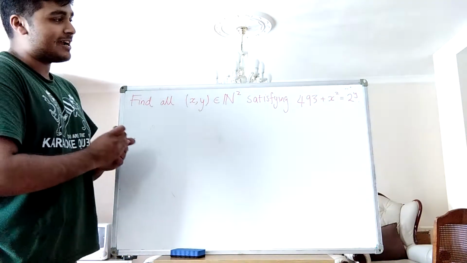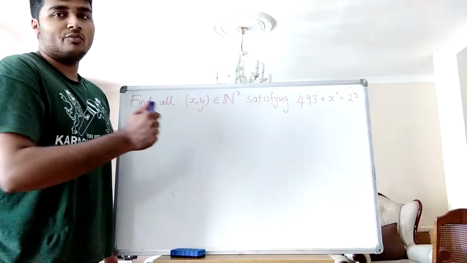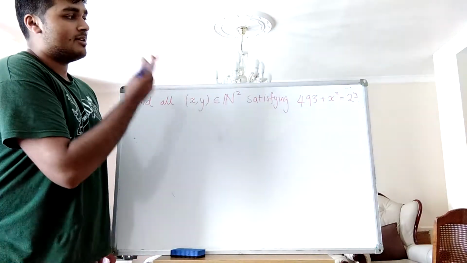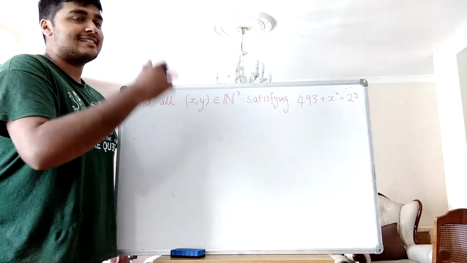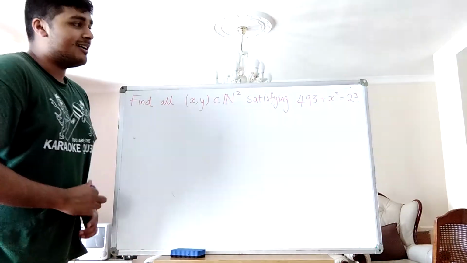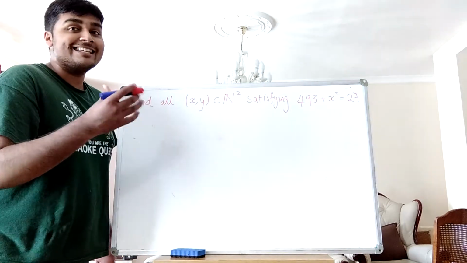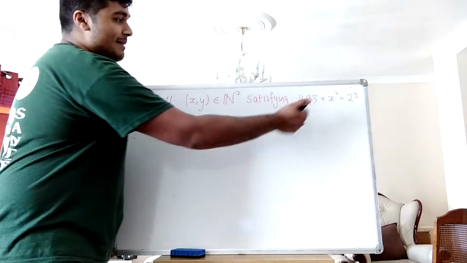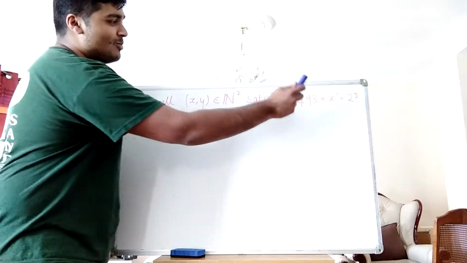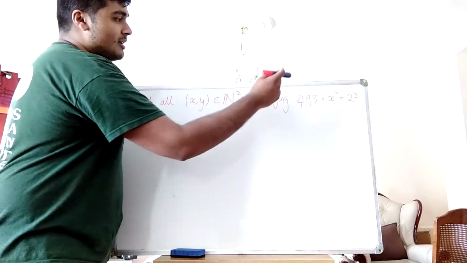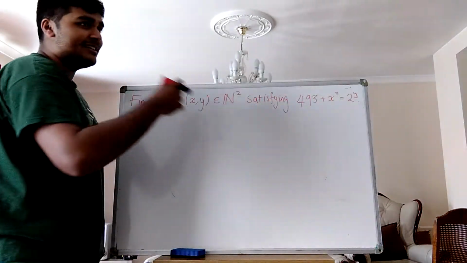Okay, so now look at the right hand side. We've got 2 to the power of y, and y is a positive integer. So that means that the right hand side is either 2, 4, 8, 16, and so on. So the right hand side in particular is even. So the left hand side must also be even because the left hand side equals the right hand side.